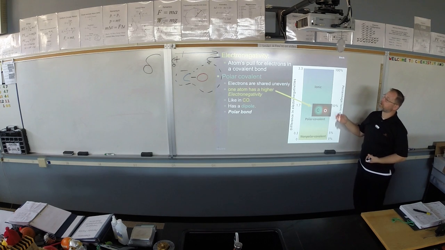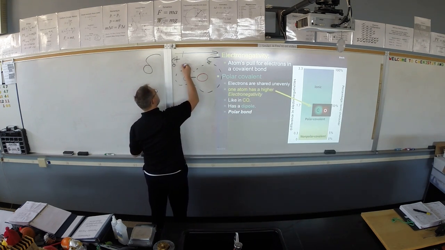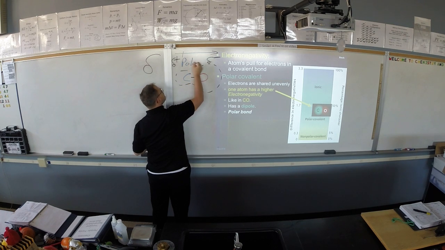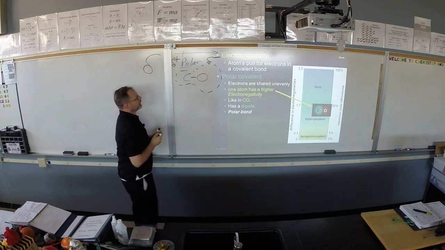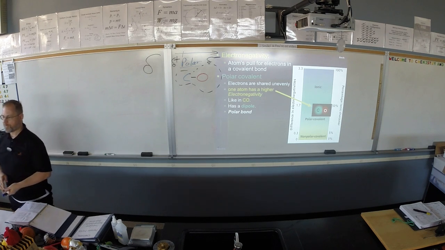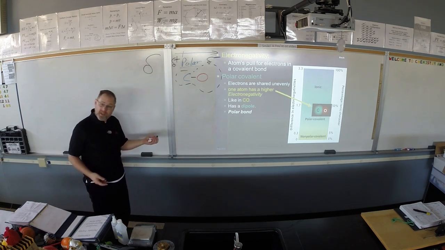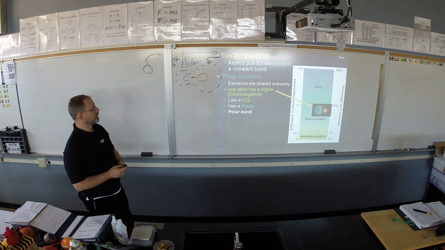So sometimes when they bond, they're actually identical. Now, when they're not identical, when they are different, we call this a polar bond. Just like a magnet has a north pole and a south pole, just like the Earth has a north pole and a south pole, bonds have a positive pole and a negative pole. So it's a polar bond.